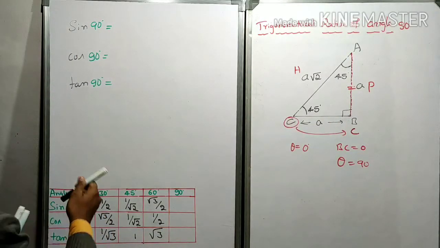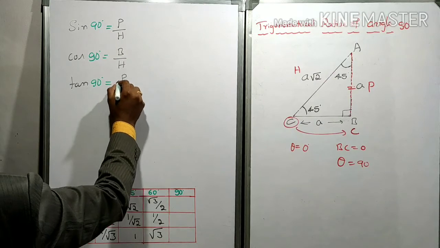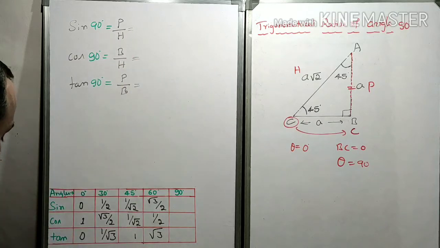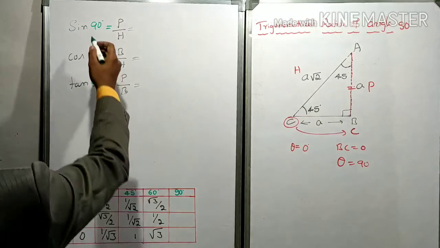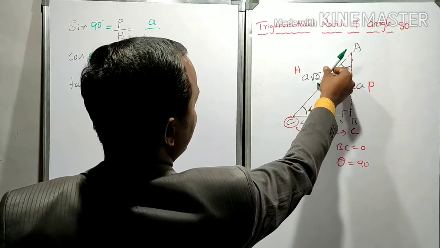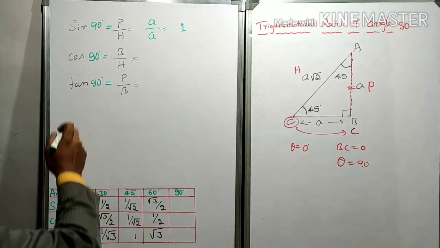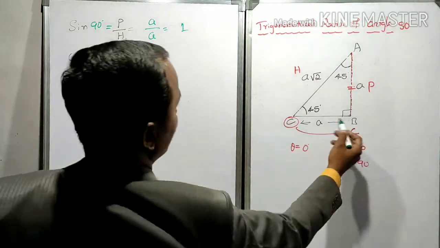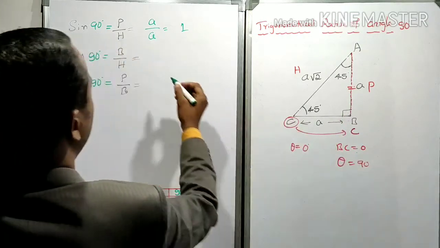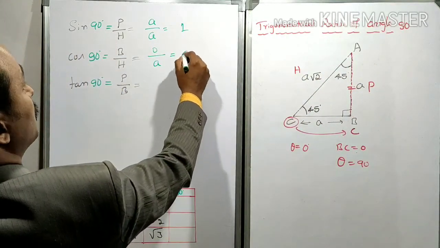Now I will come to that, dear children. The sine ratio is perpendicular upon hypotenuse, cos ratio is base upon hypotenuse, tan ratio is perpendicular upon base. I will substitute the values. Sine: perpendicular length A upon hypotenuse length, and since AC coincides with AB, that length is also A. A by A is 1. Now cos ratio, base upon hypotenuse: the acute angle became 90 degrees, so base length became 0 upon hypotenuse length A. 0 upon A is 0, dear children.